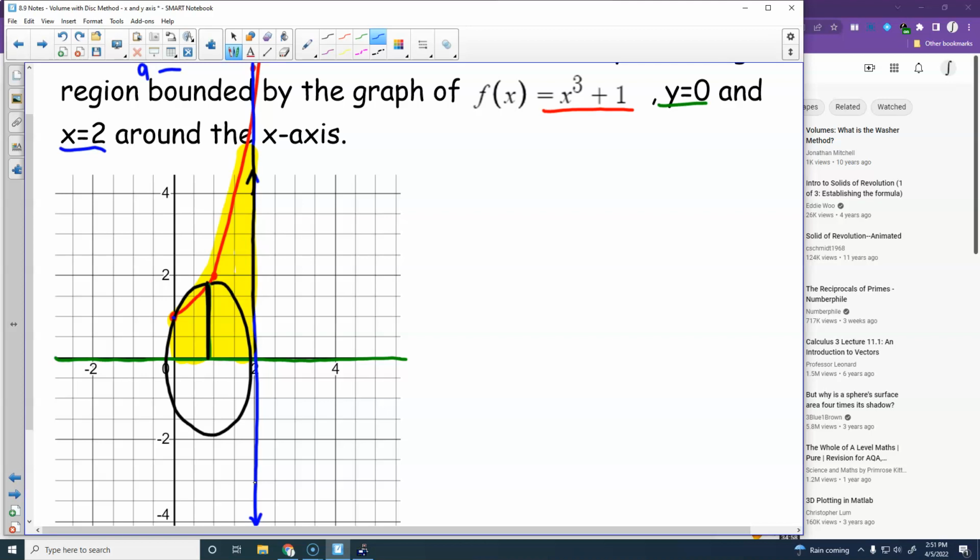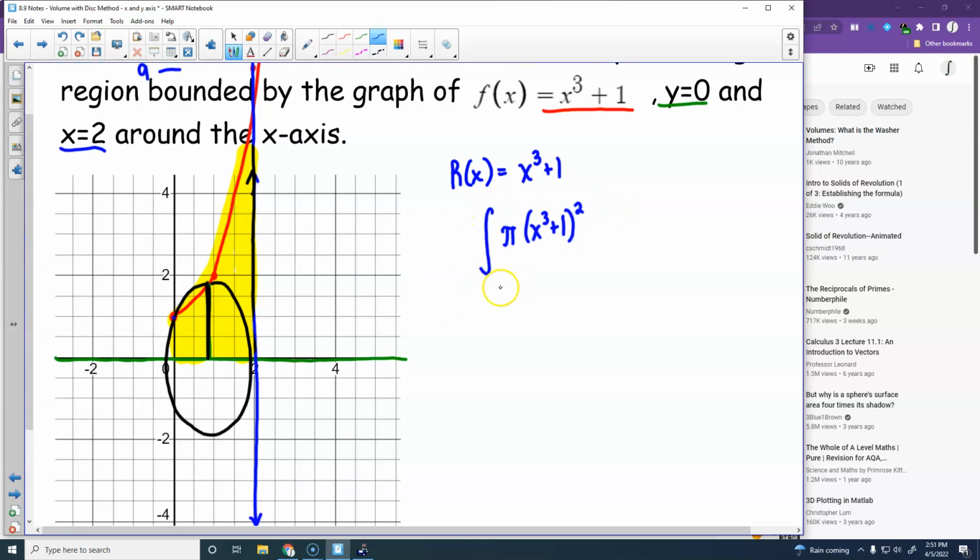Okay, so whenever you're rotating around the axis, your equation is always pi r squared. But you have to get an equation for your r. So in this case, it's top minus bottom, which the bottom is just 0, which is going to be the case for today. So we just get x to the third plus 1 is our radius. So our equation that we want to integrate is going to be pi times x to the third plus 1 squared. We need to integrate that.